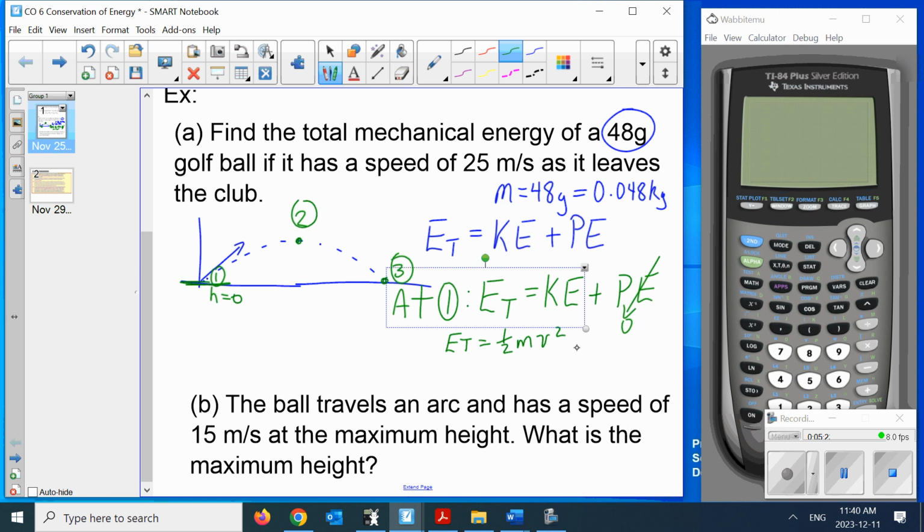And we just plug in the numbers now. 1/2 times 0.048 times the velocity, 25 meters per second, squared. I think we all know how to use a calculator. I'm going to round it off. Remember that 25 is squared. And I have it as 15.